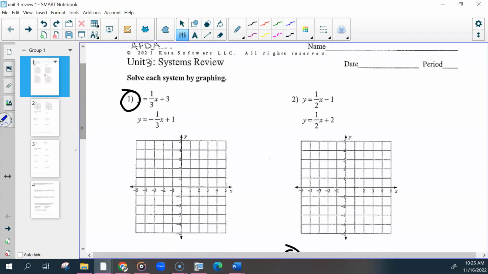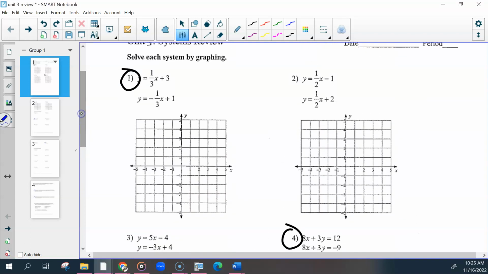Remember that with questions like 1, 2, and 3, you can graph those in your calculator after you graph them or before, doesn't matter, to double check that your graphs are correct and your intersection point is correct. Regardless of if you put it in the calculator, you still have to put it on here.